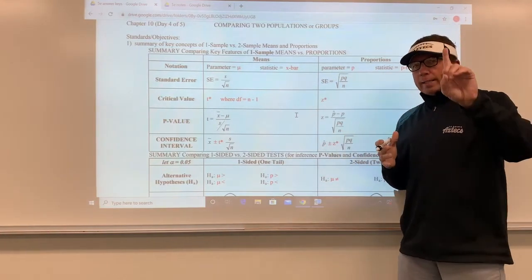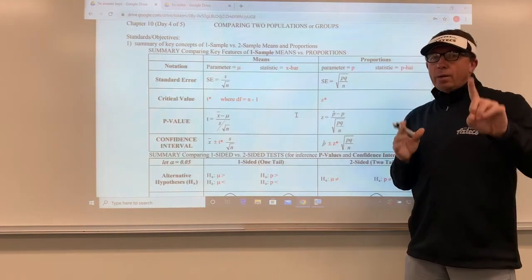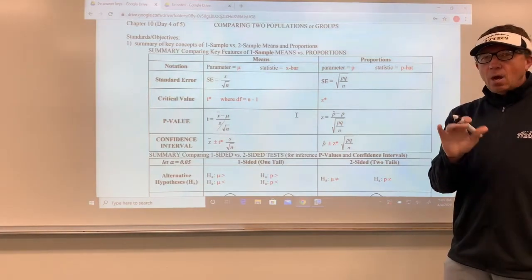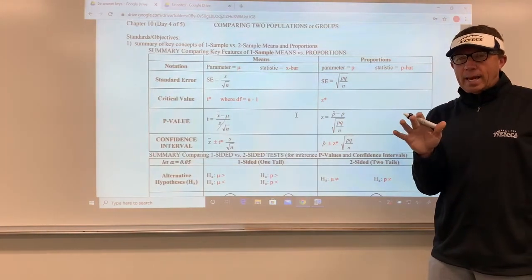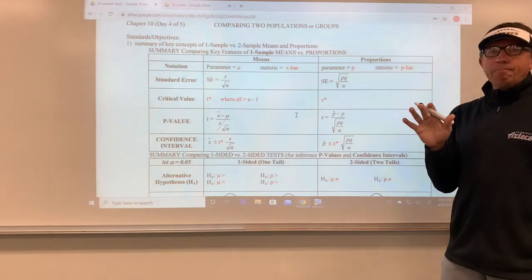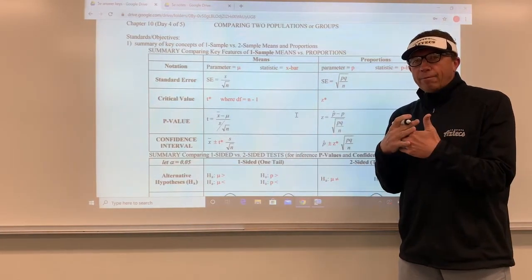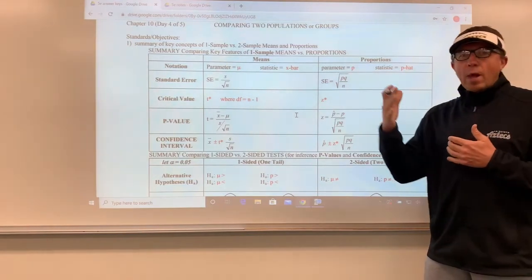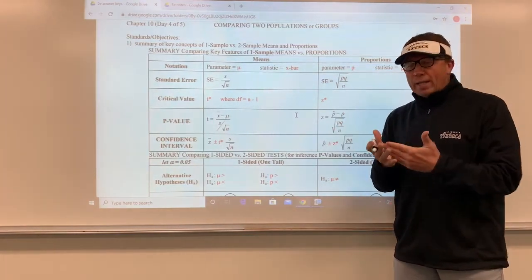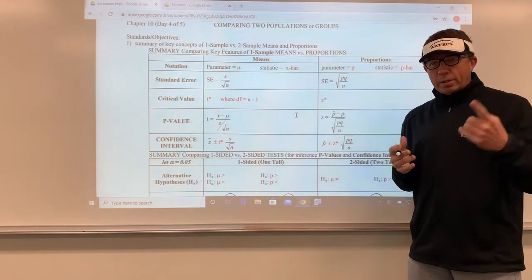And then there's one-sided tests. One-sided tests are greater than and less than. Those are only shaded on one side because you're only wondering if mu1 is greater than mu2 or if mu1 is less than mu2. That's called a one-sided test.